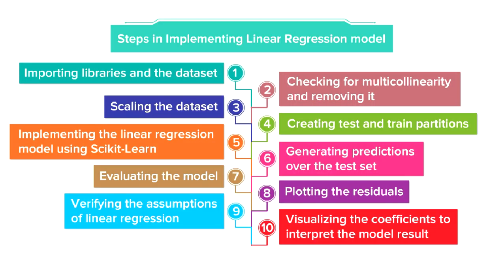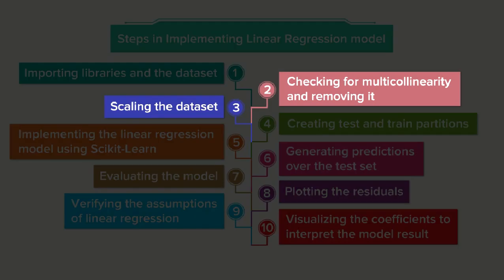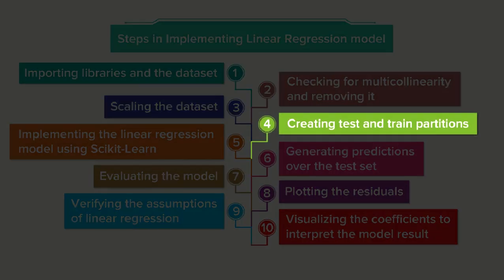Let's continue our discussion on implementing linear regression. Now that we have scaled our dataset and removed the multicollinearity, we can focus on training our model. We will start by dividing the dataset into train and test sets. As we have already seen this before, we will skim through it.